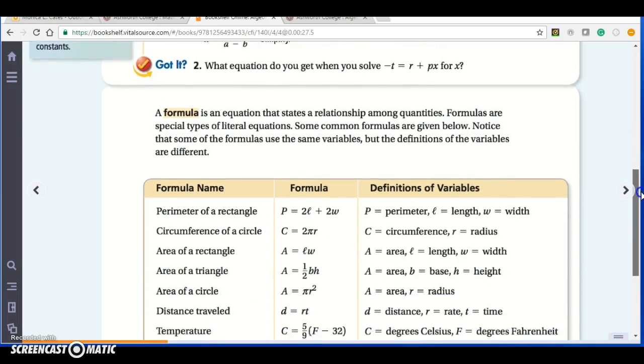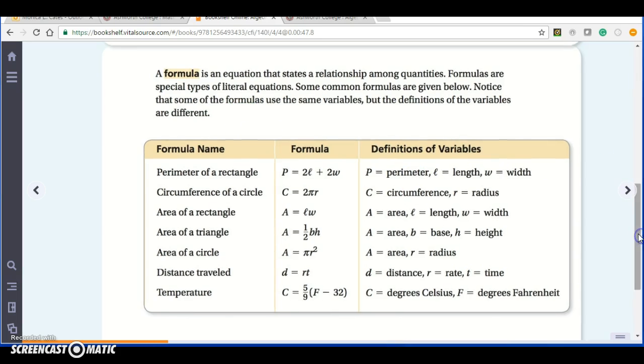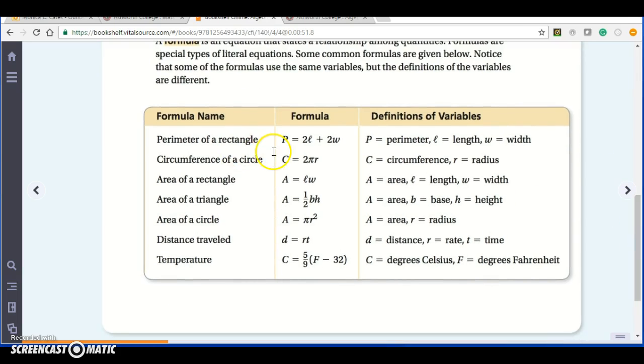Okay, let's continue on. A formula is an equation that states a relationship among quantities. Formulas are special types of literal equations. Some common formulas are given below. Notice that some of the formulas use the same variables, but the definitions of the variables are different. So, we have formulas for the perimeter of a rectangle, circumference of a circle, area of a rectangle, area of a triangle, area of a circle, distance traveled, and temperature.